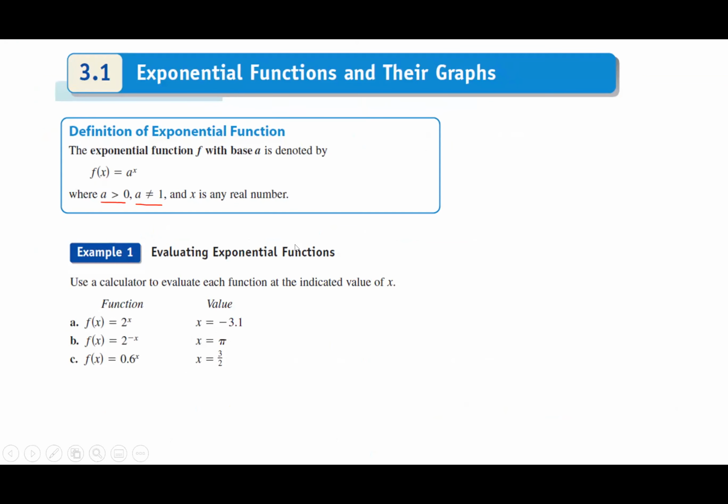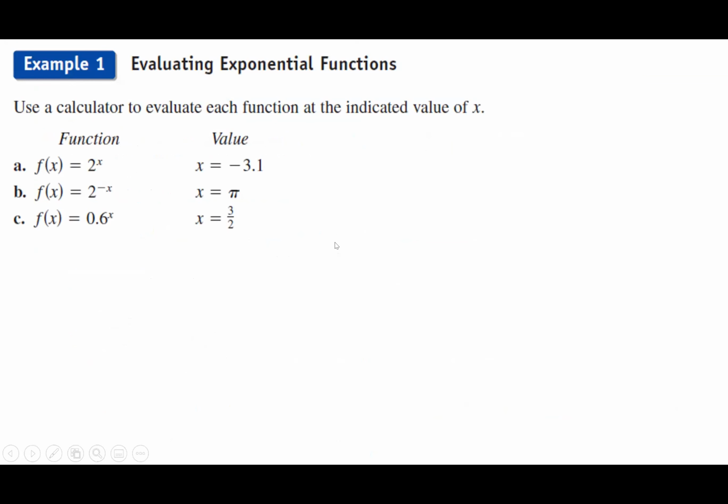Cool. I think I have it on the next slide, which is big. Yeah, example 1, have it on a bigger slide here. So let's go for it. Use a calculator. We're going to evaluate each of the following. So f of x is 2 to the x. We're going to put in a negative 3.1. Now, real quick here, in your mind, can you do this without a calculator? I don't think so. You're going to take 2 to the negative 3.1 power.